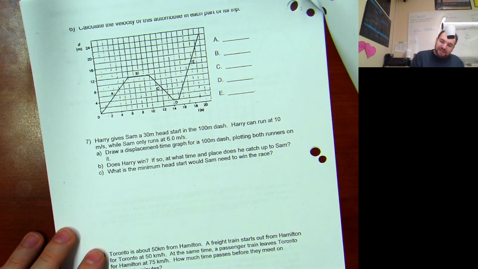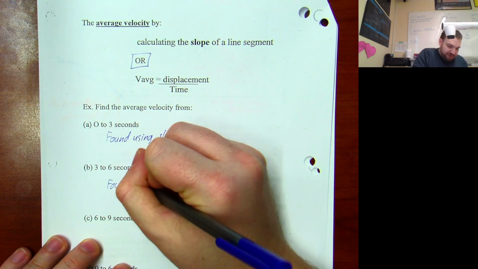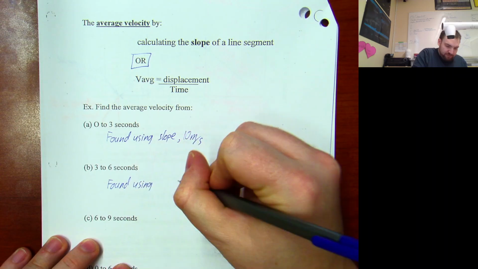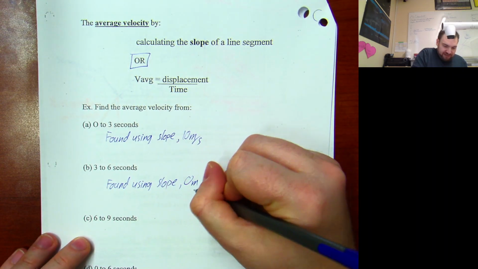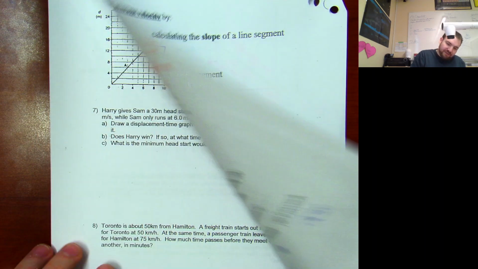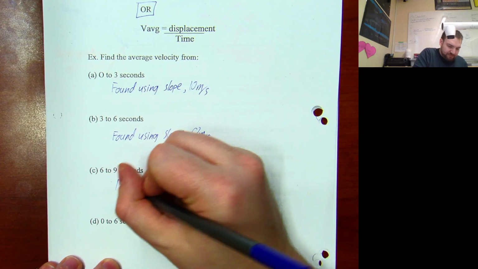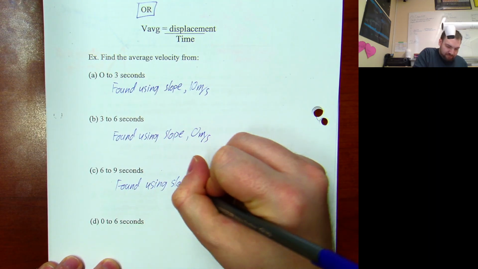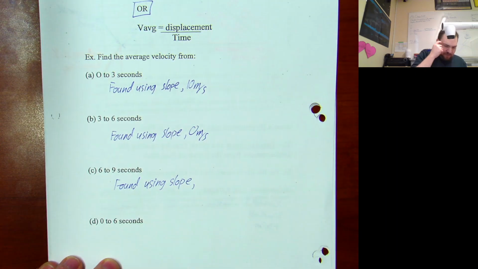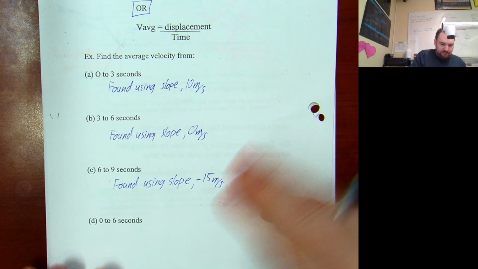3 to 6 seconds was that section B. We also found it using slope: 0 meters per second. 6 to 9 seconds we found using slope. We found that was negative 15 meters per second.